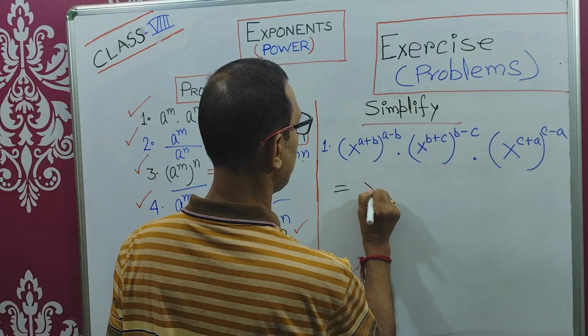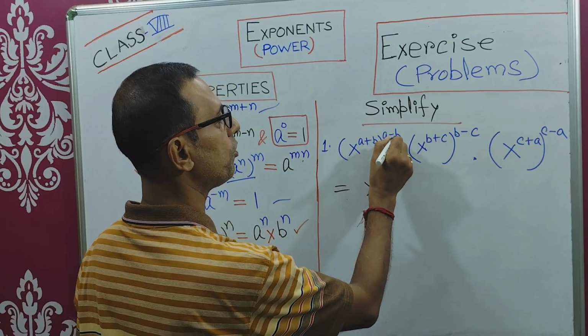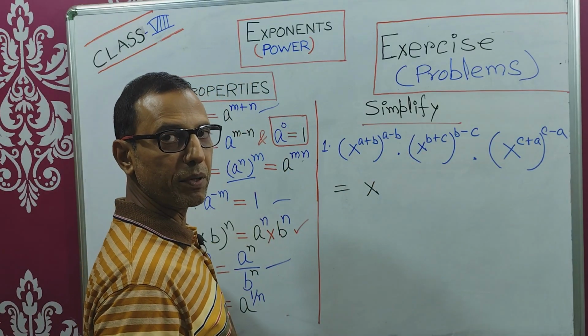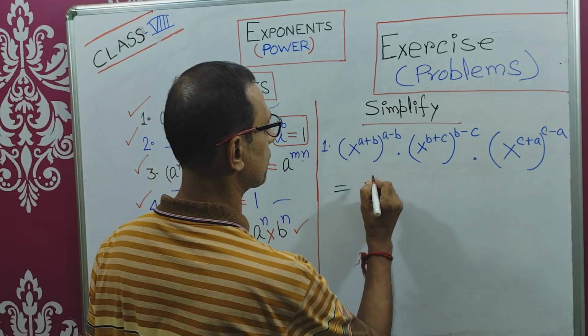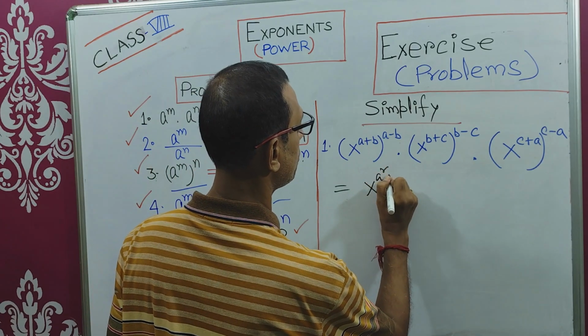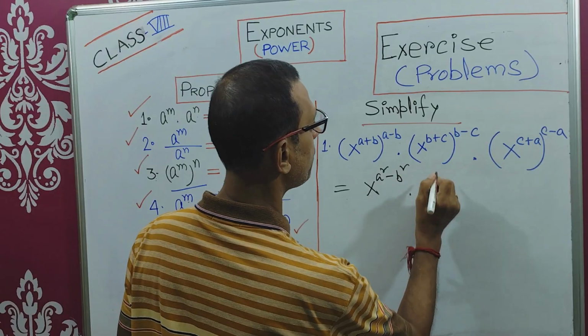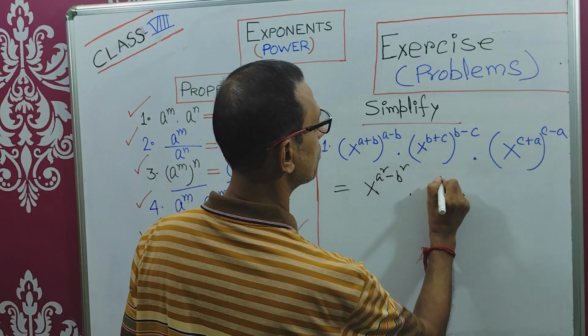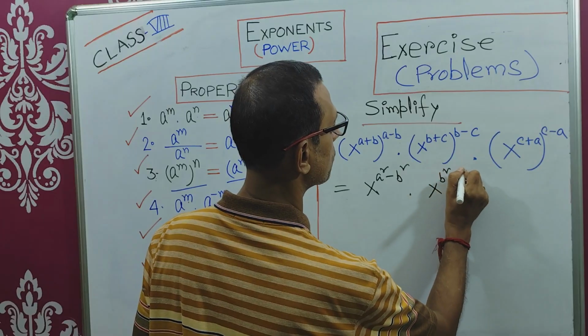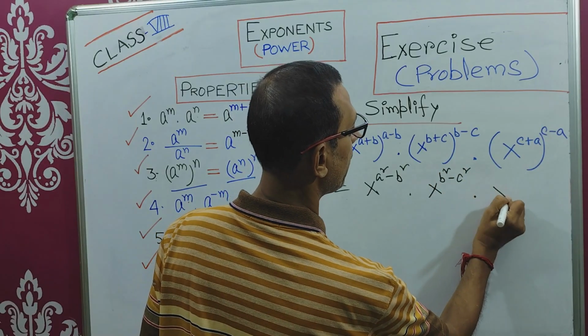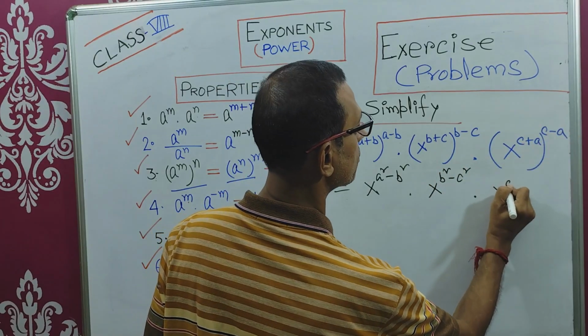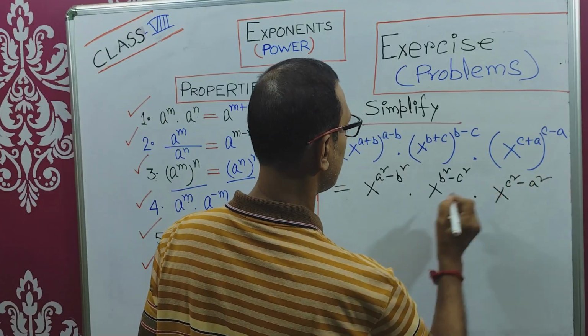So it is x to the power (a plus b) into (a minus b). What is this? (a plus b) into (a minus b) means the a square minus b square formula. So x to the power a square minus b square into x to the power (b plus c) into (b minus c), so x to the power b square minus c square into x to the power (c plus a) into (c minus a), so c square minus a square.